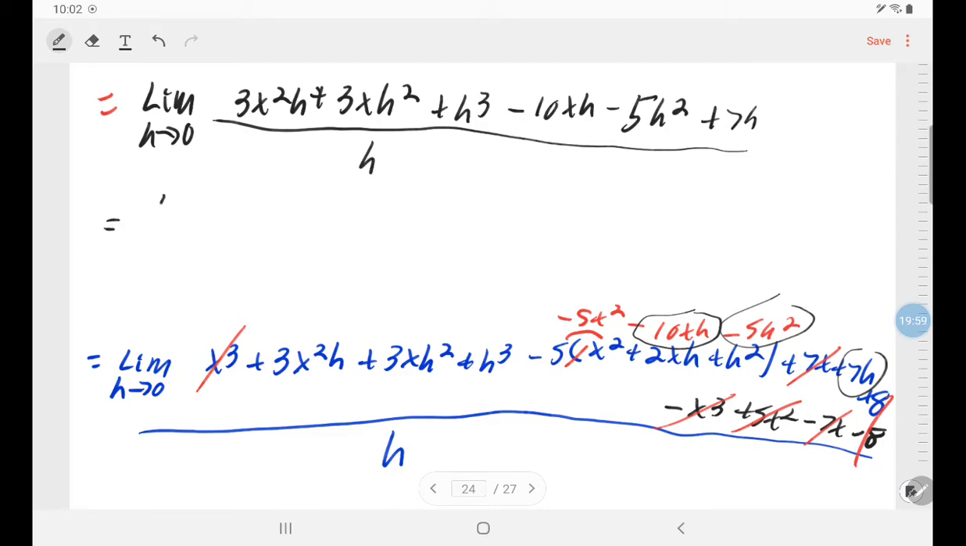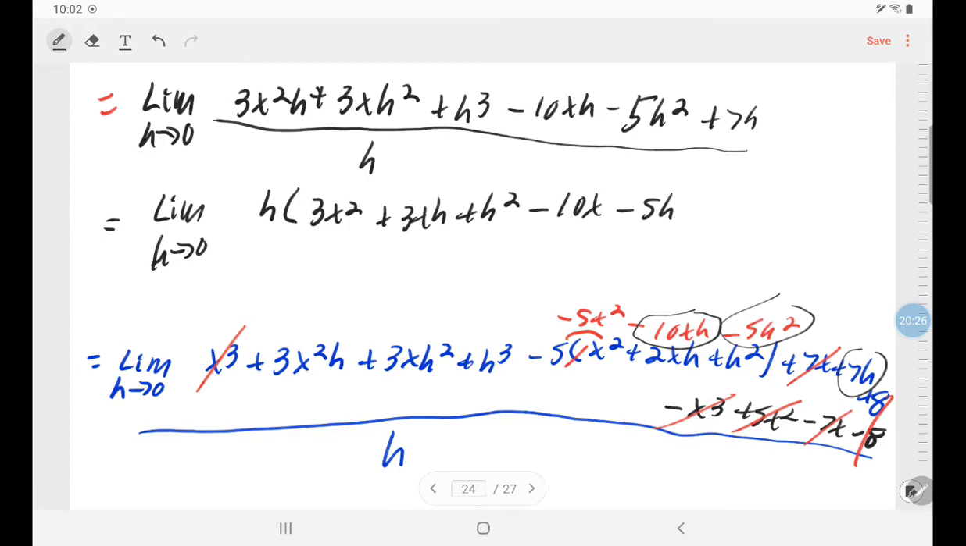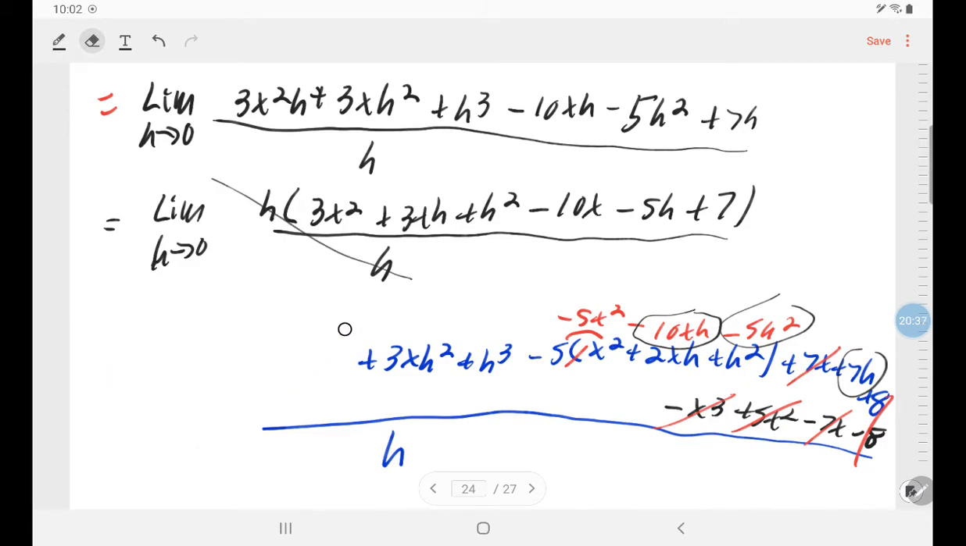Do you see how the opportunities to do very bad things algebraically kind of pop into play here? Now, every term has an h in it, so I'm going to factor out an h, leaving me with 3x squared plus 3xh plus h squared minus 10x minus 5h plus 7, all over h. The h's cancel. I promise there's a light at the end of the tunnel here.